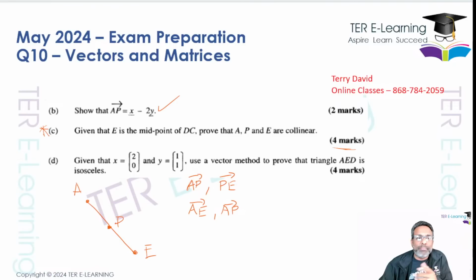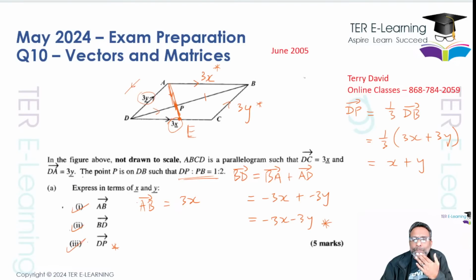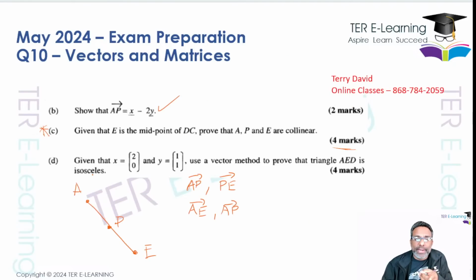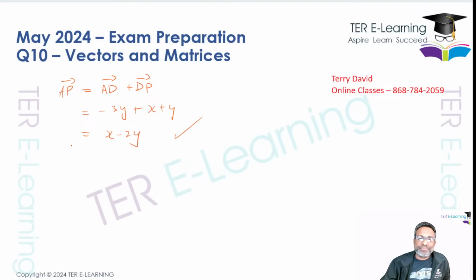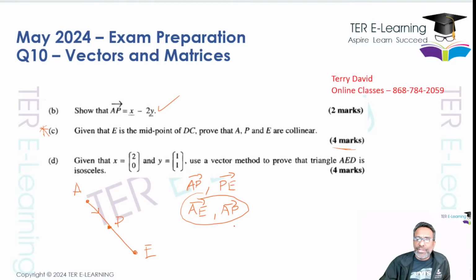I would normally choose based on what I know. If I go back to the vectors that I do know, I know the vector AP. So what I would probably do is work out the vector AE as well. I would use this route as my method to prove that they're collinear. Let's see how we're going to do this. I have AP, my bad, and I need to figure out what AE is.